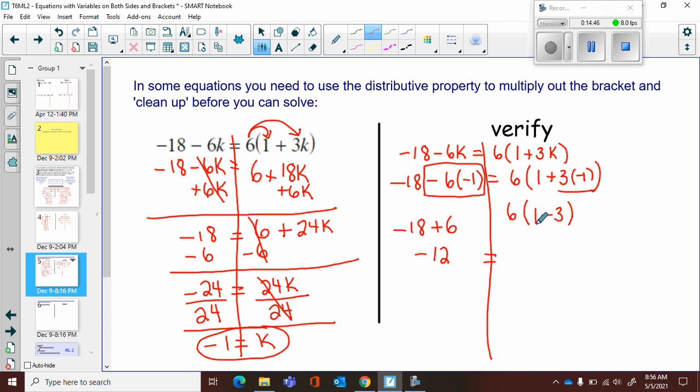Okay, I still have some brackets here. So 6, and then 1 minus 3 is negative 2. Now I can do my multiplication. 6 times negative 2 is negative 12. So you can see I do end up with the same answer on both sides, which means that my answer of k equals -1 is correct.